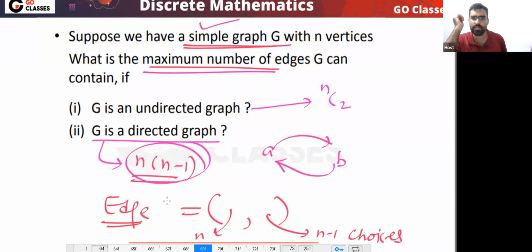So the answer will be n into n minus 1, because we are talking about a directed graph. In a directed graph, every edge is a directed pair. For the first element, you have n choices. Now for the second element, you have n minus 1 choices. We have an ordered pair, and order matters. So the answer will be n into n minus 1.